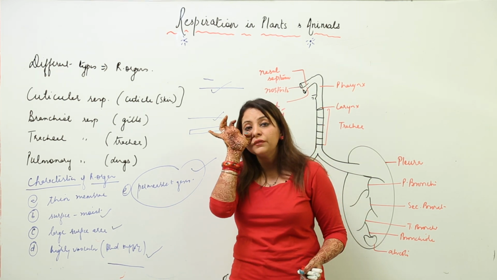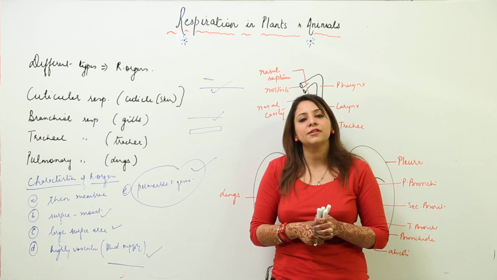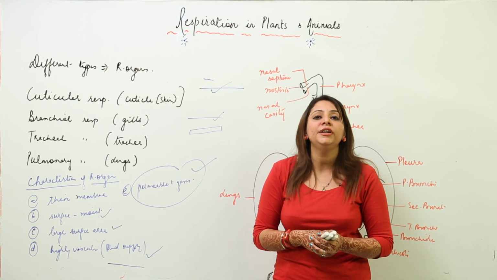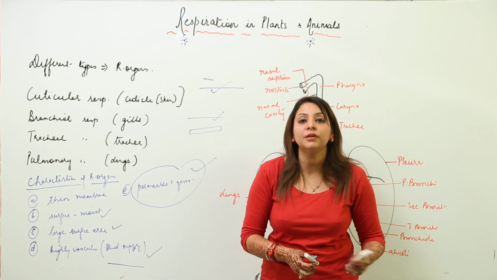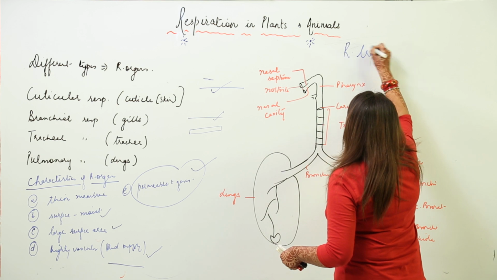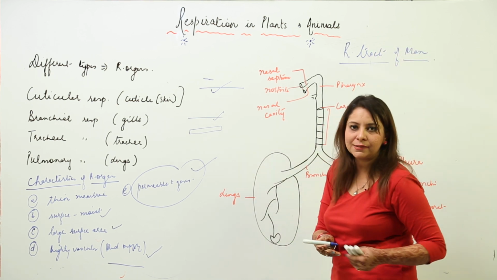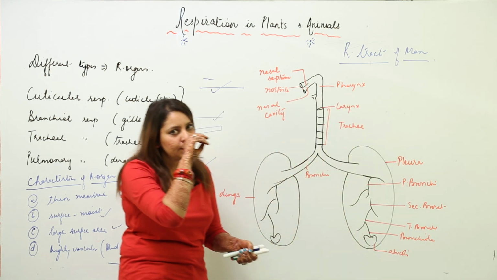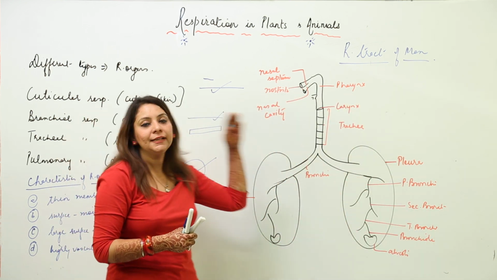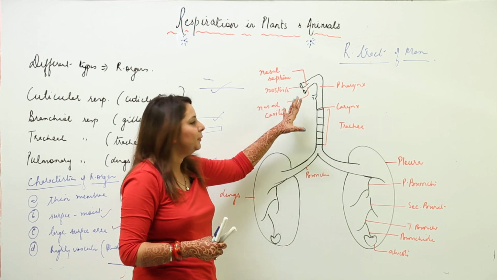So now we are starting with the human respiratory system. The first thing is that we need to concentrate on the respiratory tract of the man. So this is the respiratory tract of the humans. See what are the organs which comprise the respiratory tract, then I will explain you again. So I am just naming the labels.